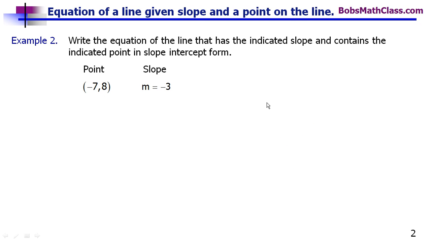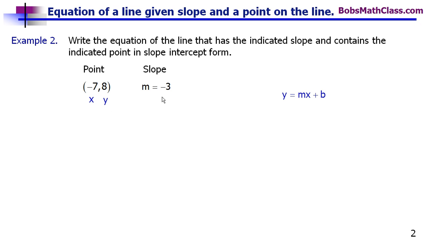Here's our second problem. Same directions. Write the equation of the line that has an indicated slope and contains the indicated point in slope-intercept form. Here's our point, negative 7, 8, and m equals negative 3. You may want to pause the video, work it out, and then see how you did. Okay, first of all, let's write down y equals mx plus b, and the first value is the x, second value is the y here, in this coordinate.